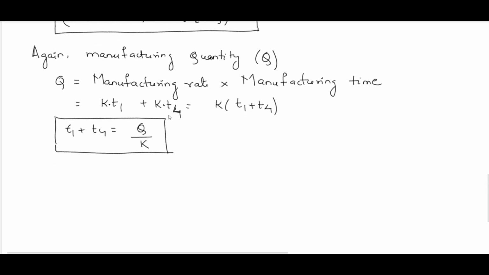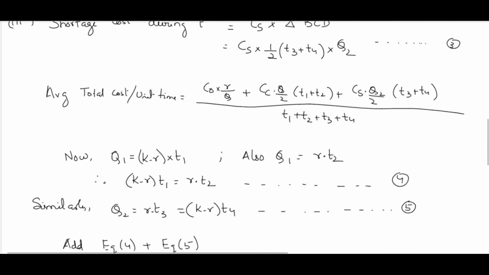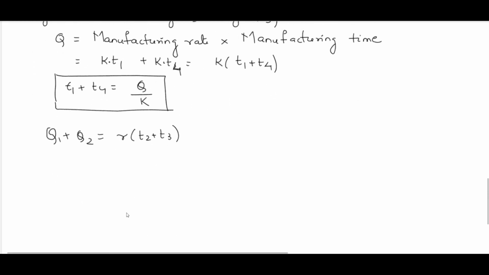So Q1 plus Q2, we have already determined from this, is equal to R times of T2 plus T3. Here we can see these things we have derived. We can see that Q2 is equal to RT3 and Q1 is equal to R times of T2. From these two equations, if we add it up, Q1 plus Q2 is equal to R times of T2 plus T3.